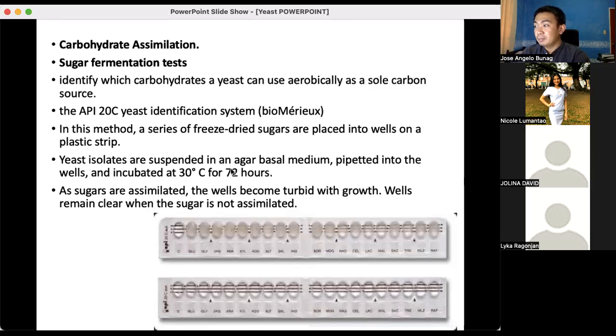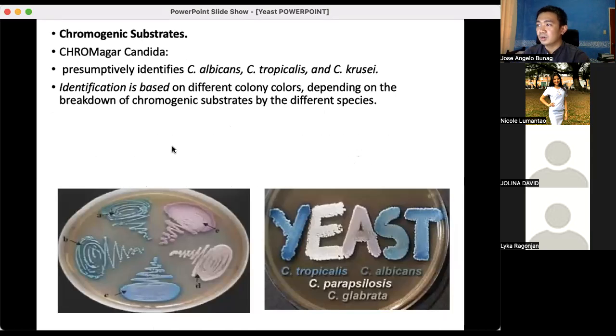So may laman na pong sugars itong ating mga wells. As the sugars are assimilated, the wells become turbid. And for those wells that remain clear, the sugar is not assimilated. So that is one way of identifying your ating mga Candida species. So take note, your Candida glabrata is capable of assimilating your trehalose while the other Candida cannot.